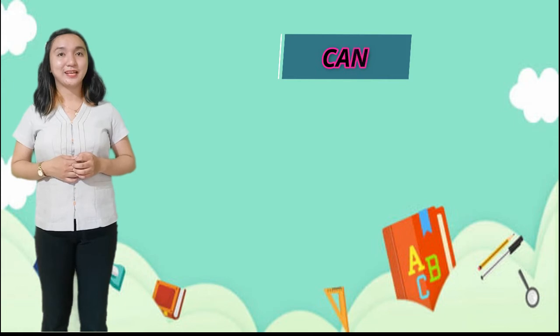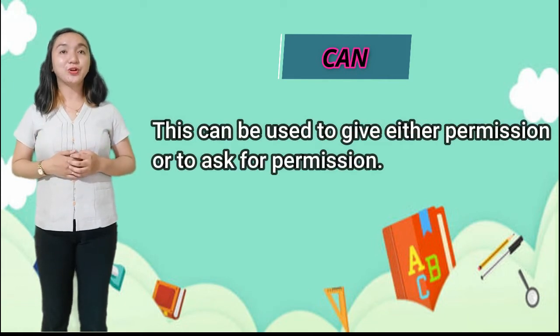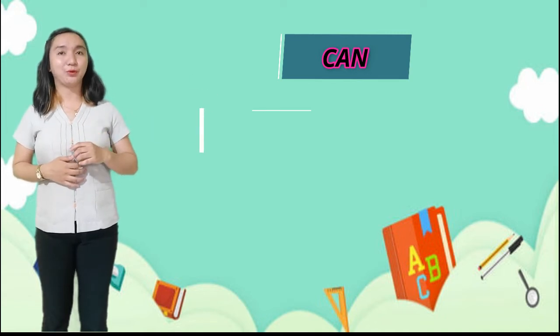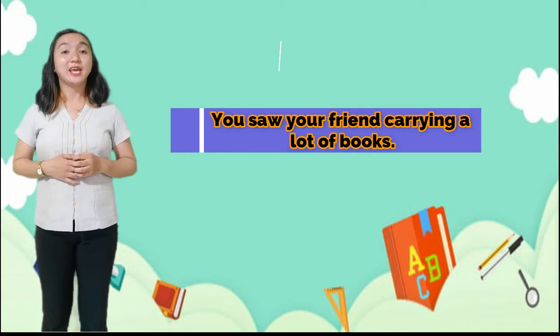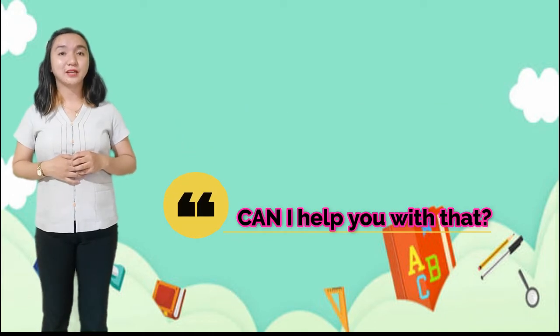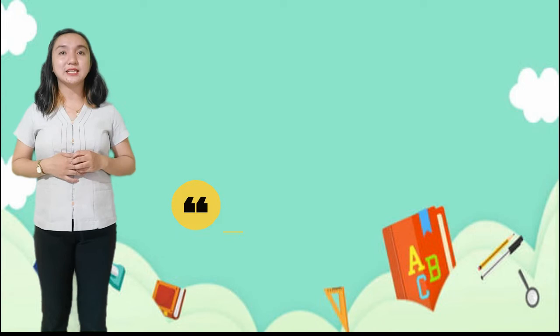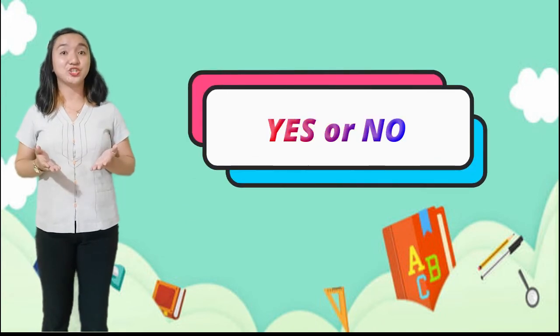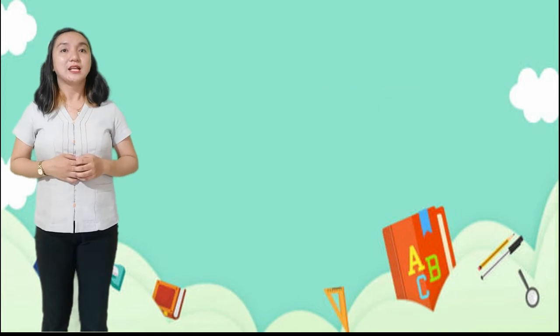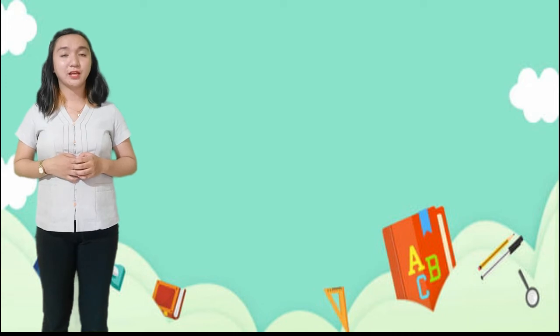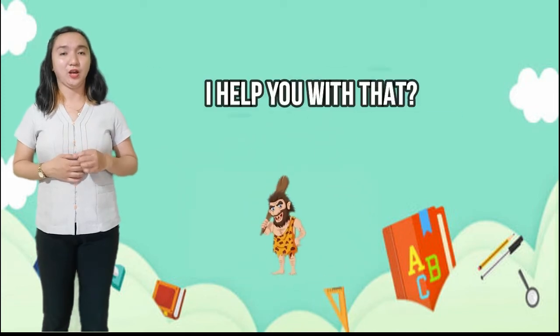First, we can use the modal can. This can be used to give either permission or to ask for permission. For example, you saw your friend carrying a lot of books. Can I help you with that? Notice that the sentence is in the form of a yes/no question. That's because in this statement, the speaker is asking for permission. Without the modal in the sentence, you might sound like a caveman. I help you with that?